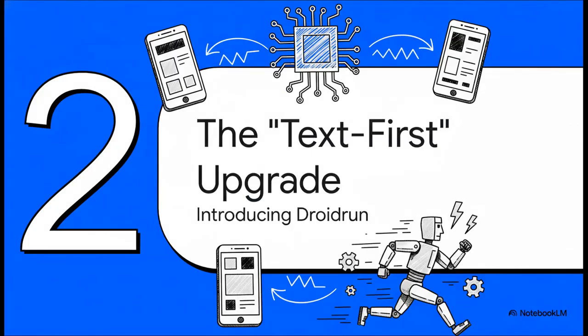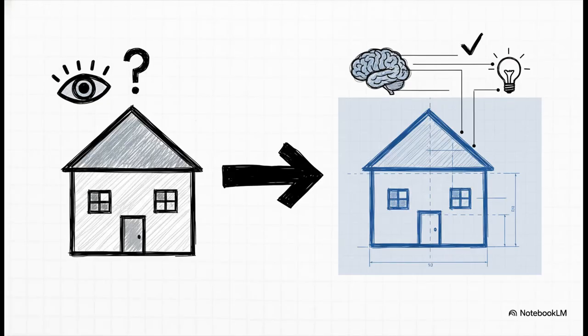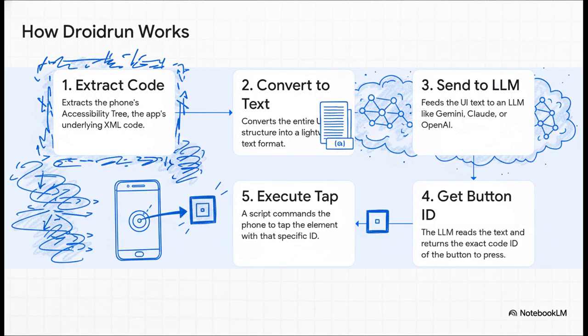So, you see, the vision-first approach was a fantastic start, but its flaws really paved the way for a much smarter, much faster solution. And that brings us to our next project, a little something called Droid Run. The team behind Droid Run asked a totally different question. They said, why look at a picture of the house when you can just read the blueprint? So instead of analyzing pixels, Droid Run dives deep, right into the app's underlying code to figure out what's on the screen. The process here is a complete 180.